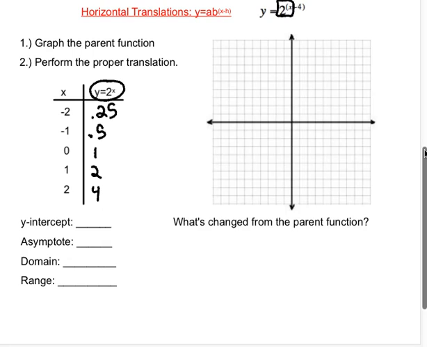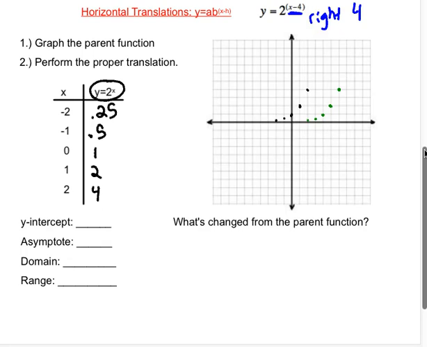So I'm going to plot those points. So -2, 0.25, -1, 0.5, 0, 1, 1, 2, 2, 4. Now I have those, but remember, whenever we have a translation, what that's telling me is move everything to the right 4. That's what you do with any shifting. We're going to shift everything over 4 to the right. So 1, 2, 3, 4. There's my new bottom point. 1, 2, 3, 4. 1, 2, 3, 4. So I just slide everything over 4 units.